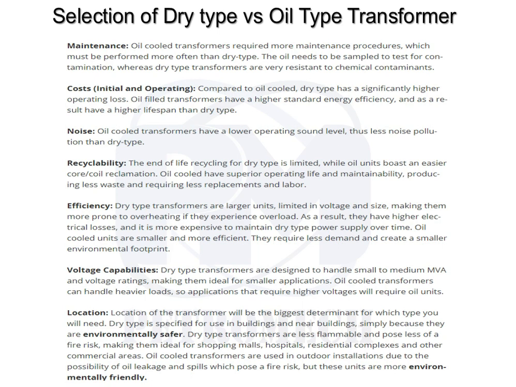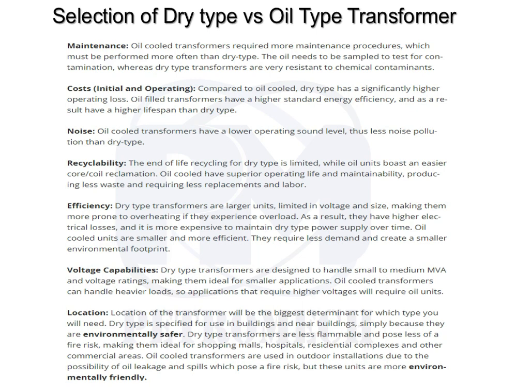As a result, they have higher electrical losses and it is more expensive to maintain dry type power supply over time. Oil cooled units are smaller in footprint and considered to be more efficient. They require less demand and create a smaller environmental footprint. So that is also one important point.